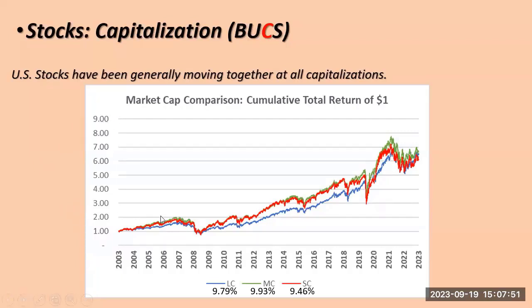I should have done a log normal chart, because 2008 doesn't look all that big. But if log normal, it would be a pretty big drop. So here's the actual returns. Mid cap has actually been the highest returner, but they're all right on top of each other. Hardly can tell the difference.